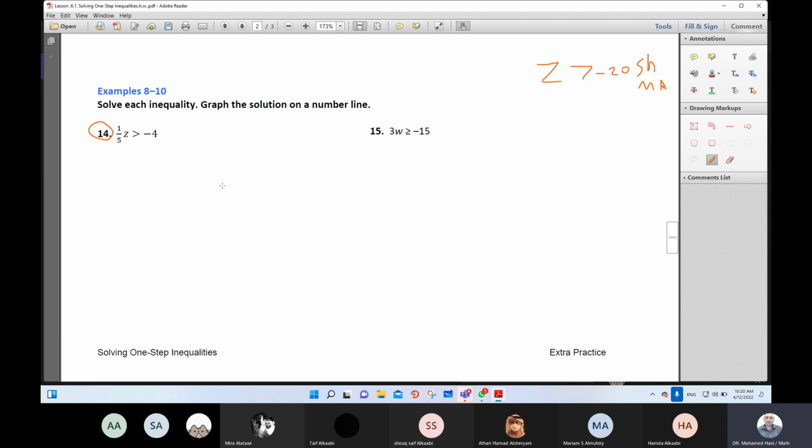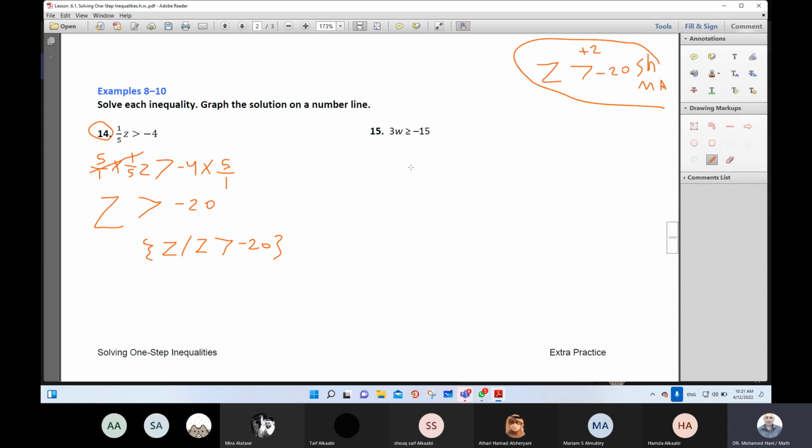Okay. When you have here the coefficient fraction, to remove this fraction, multiply the two sides by the reciprocal. The reciprocal of 1 over 5 will be 5 over 1. So multiply here the first side. 5 over 1 times 1 over 5 will be 1. It means here z greater than negative 4 times 5, which will be negative 20. And the set of solution: z such as z greater than negative 20. Thank you, Shok and Mariam.